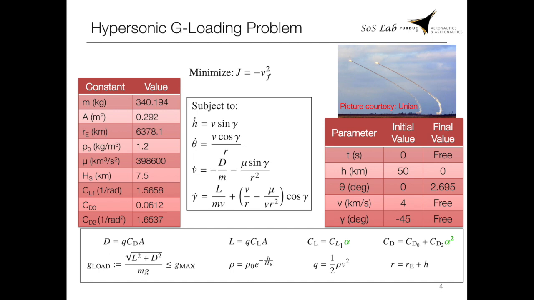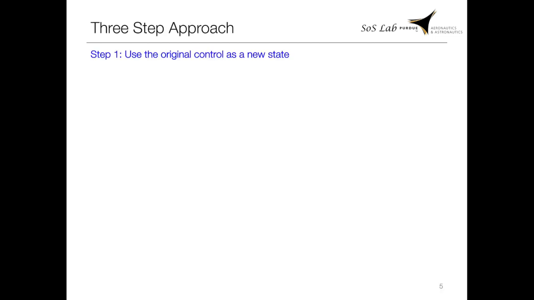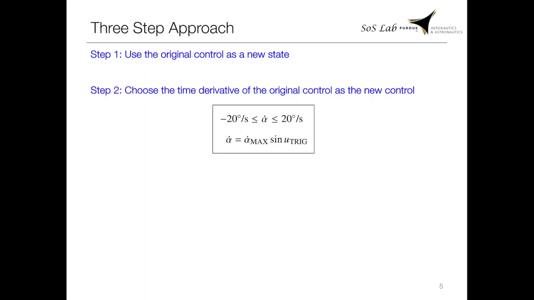But that's the basic reason why we need to, first of all, reformulate this problem so that we can even use the UTM. So for that, we use the 3-step approach. The first step is to use the original control alpha as a new state. In the second step, we choose alpha dot as the new control, which is more realistic in nature. We also write alpha dot in a trigonometric form such that U trig actually now becomes a new control.